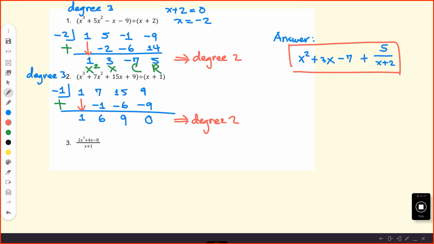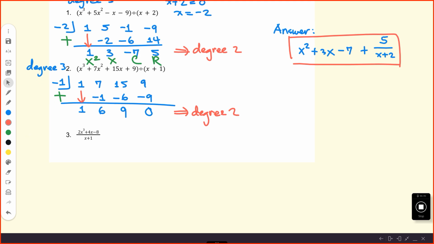So you're going to bring down the leading coefficient first, right? Okay, so that's 1. You multiply this one by the k value. And then you put the product under the next column. Okay? All right, so therefore, again, the leading term will have degree of 2, x to the power of 2. This is your x, this is your constant, and again, this is your remainder. So every time when you do synthetic division, the last number there is always the remainder. At the very right side.